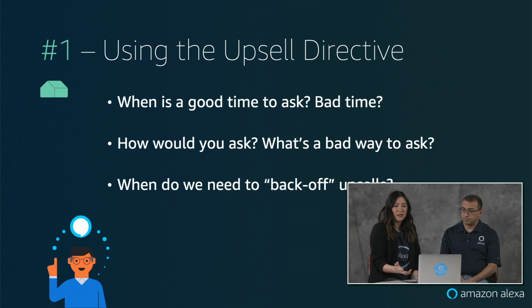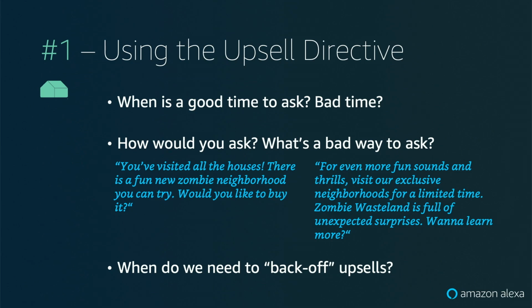And then how would you ask? What's a good way versus a bad way to ask? So making sure that the actual prompt that you're writing gives them enough information to make that decision, right? So for example, here's an example of both ways you could do it. The first one: you visited all the houses. There's a fun new zombie neighborhood you can try. Would you like to buy it?